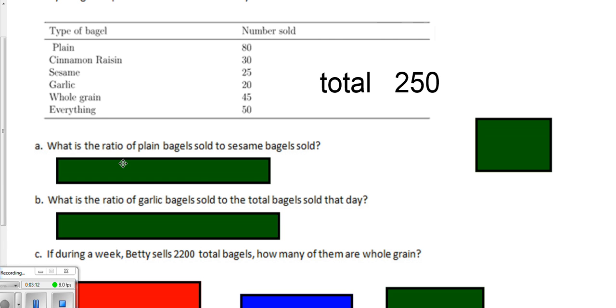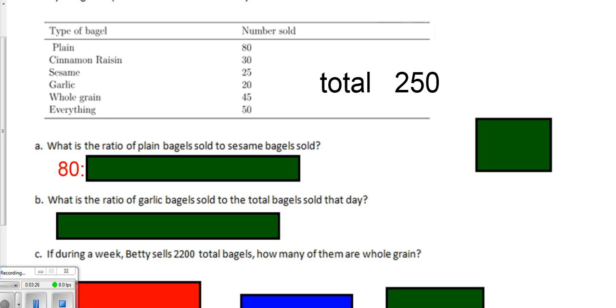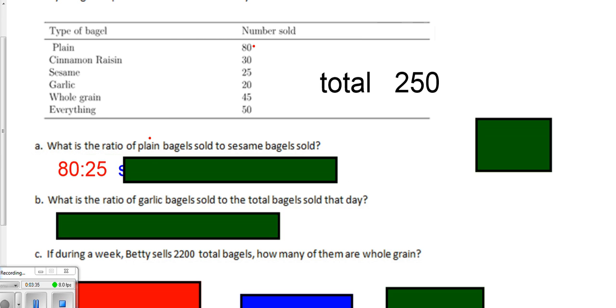Looking at some of our questions here, what is the ratio of plain bagels sold to sesame bagels sold? So just however many plain for however many sesame. The plain number is 80, and again, we see that right here. Plain bagels, that number is right here. Number of sesame bagels, we're looking for sesame, and that's right here. So 80 to 25. There are 80 plain bagels sold for every 25 sesame bagels sold.